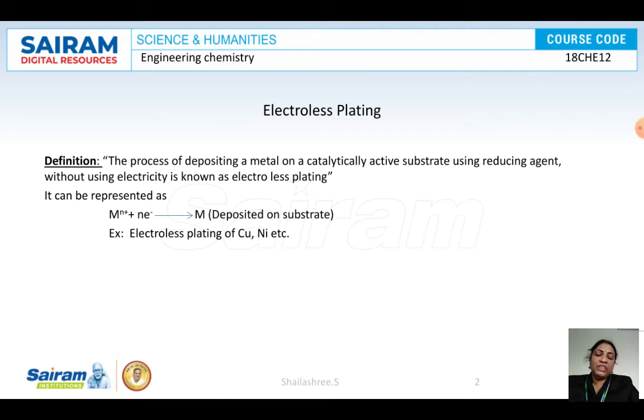You must write the definition in the same way. It should not be changed. You have to use the standard words. It's a process of depositing a thin layer of any suitable metal on a catalytically active surface by using a reducing agent and without using any electric supply. Fine, it's called electroless plating.